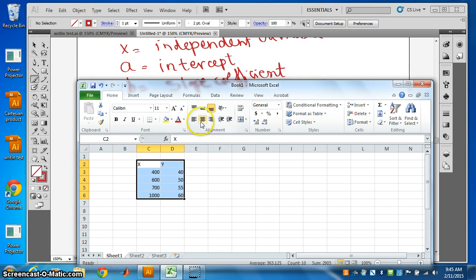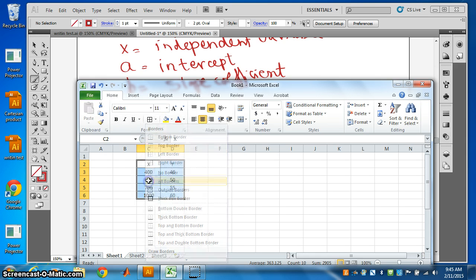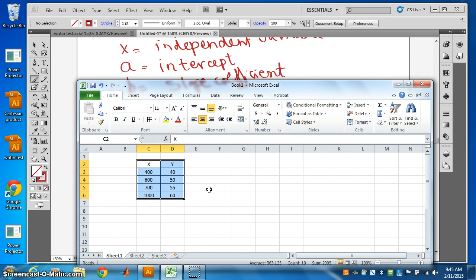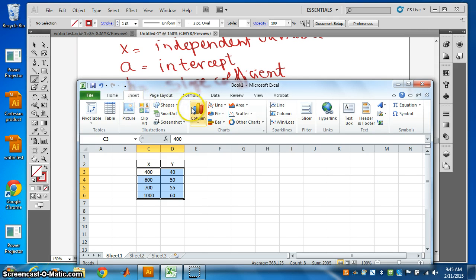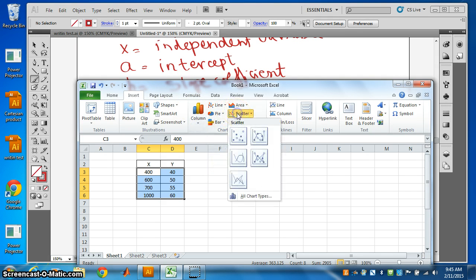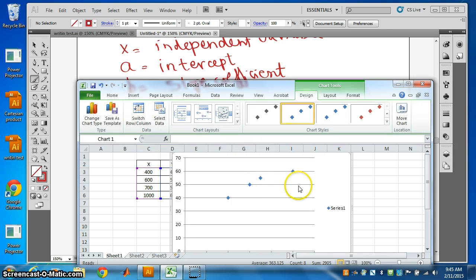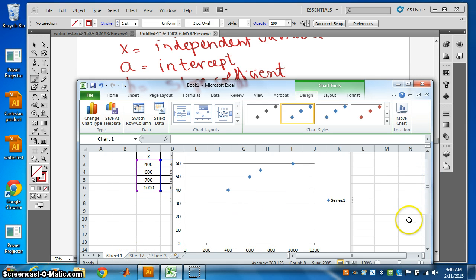You can bring this in the center. And so x and y are two different quantities. X is number of pages, y is the price. We'll see what type of scatter diagram do we get. Go to insert and use scatter. So this is what. Can you see the graph? See this x and y.